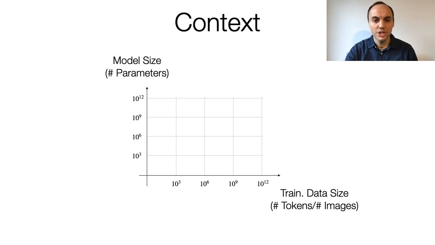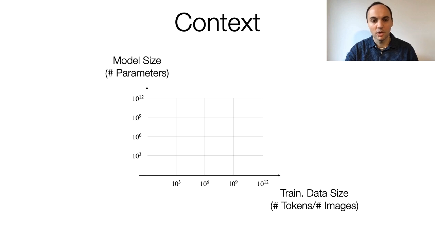Well, to answer these questions, let's consider this new plot, where on the x-axis we have the training dataset size, so the number of samples we use to train our model, which can be quantified in terms of number of tokens if we consider text, or number of images if we consider computer vision applications. And on the other side, we still have the model size, so the number of parameters.